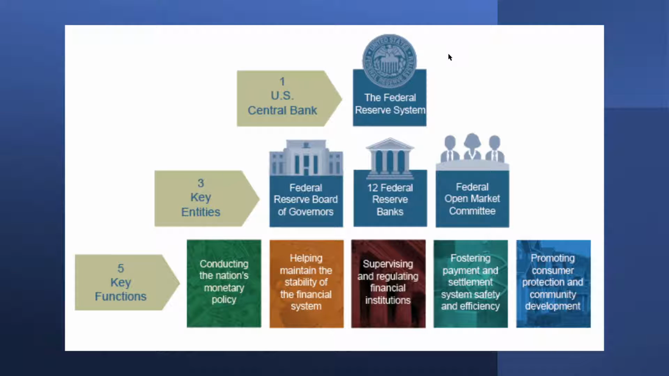So here it is. The Federal Reserve System is the central bank of the United States. It has 3 key entities: the Federal Reserve Board of Governors, the 12 Federal Reserve banks, and the Federal Open Market Committee. Its functions are: it conducts the nation's monetary policy, it helps maintain the stability of our financial system, it supervises and regulates financial institutions. It's going to be big banks, like Bank of America, places like that, not like a small credit union. It's going to foster payment and settlement systems, safety, and efficiency between institutions. And then it's going to promote consumer protection and community development as well. And that's all. Thank you very much.